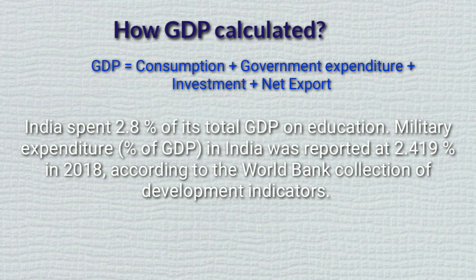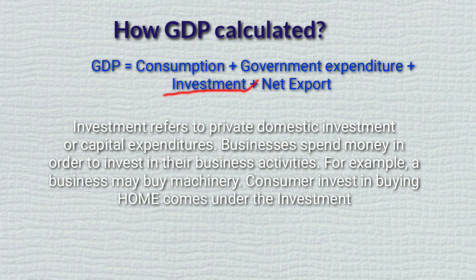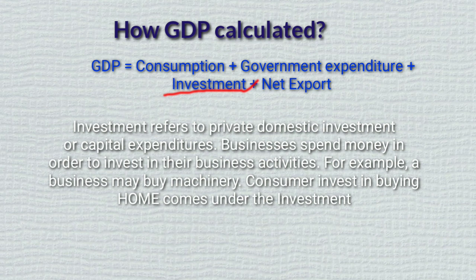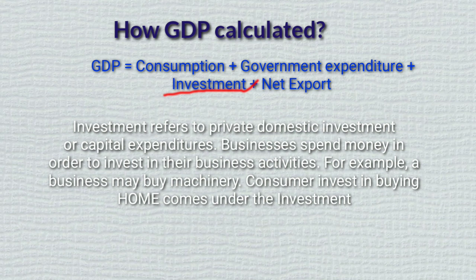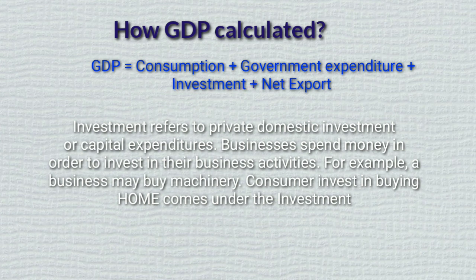Investment refers to private domestic investment or capital expenditures. Businesses spend money in order to invest in their business activities. For example, a business may buy machinery. Consumers investing in buying a home also comes under investment.